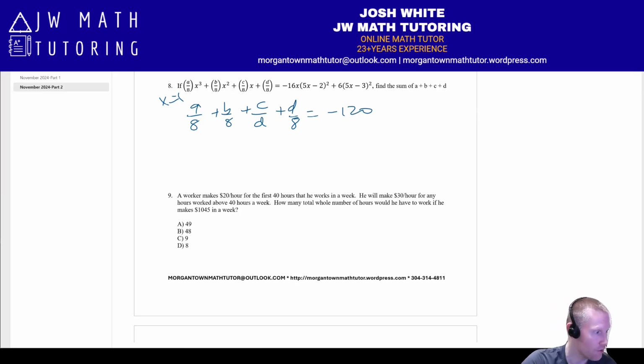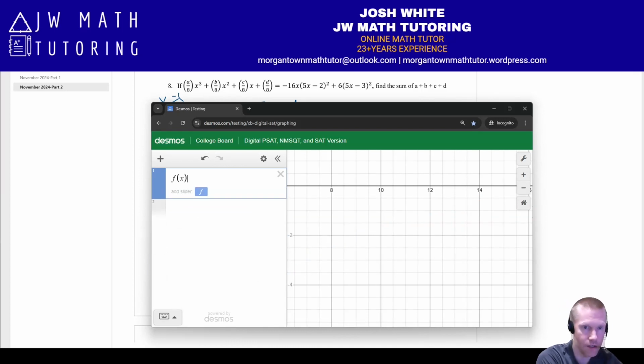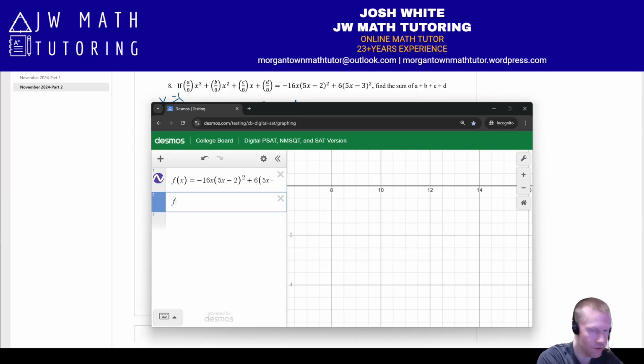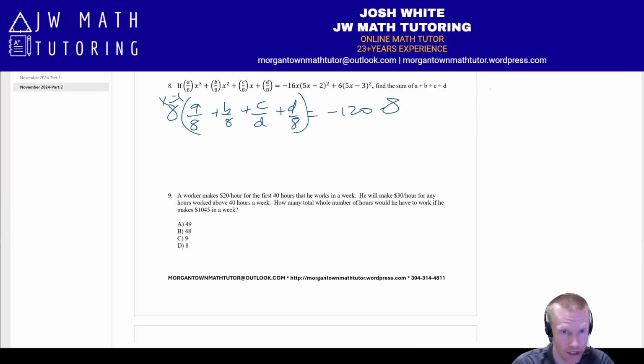Now let's just go to Desmos to confirm that. I think the easiest way is to just type the function, and then we'll just do f of 1. Okay, there it is, negative 120. So now, what does a plus b plus c plus d equal? Well, you just multiply on both sides by 8. A plus b plus c plus d equals negative 960. There's your answer. That's it. Nothing more to do.